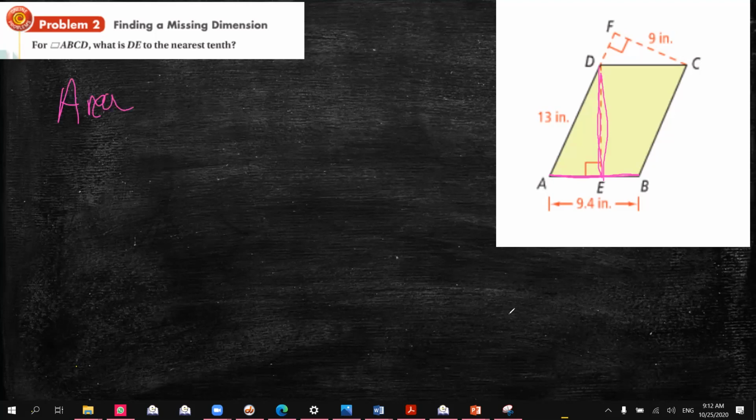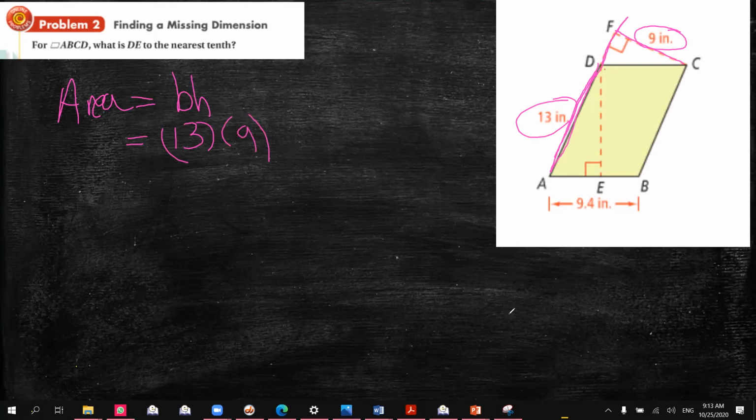Another one says, teacher, no, I don't want this one, I want to use this side. I told you, okay, if you want to use this base, you have to search for an altitude that is perpendicular on this base or the line of this base. You said, teacher, yes, it's found. It is 9. Now, if you have the base and the height, can you find the area of this parallelogram? Yes, the area of the parallelogram is B times H, which is 13 times 9. This is the base, and this is the altitude, the height, where 13 times 9 is 117 inch squared.